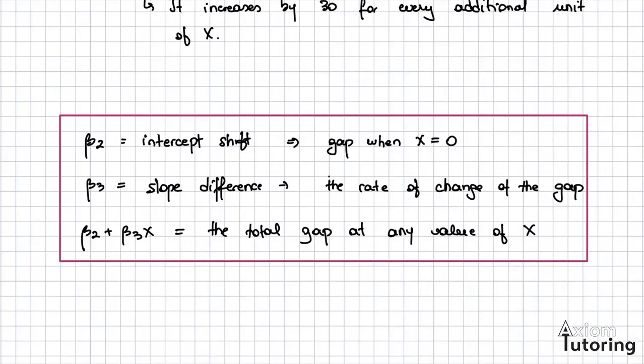Keep in mind, especially for students who might be doing a dissertation and are using a difference in difference model or are using an interaction model, if you report beta 3 as the difference between the groups, your interpretation is going to be incomplete. So you need to make sure that you report beta 2 plus beta 3x at meaningful values of x, okay? Because as you can see here, beta 2 plus beta 3x, that's the total gap at any value of x. So the vertical distance between 2 regression lines is beta 2 plus beta 3x, not beta 3 alone.